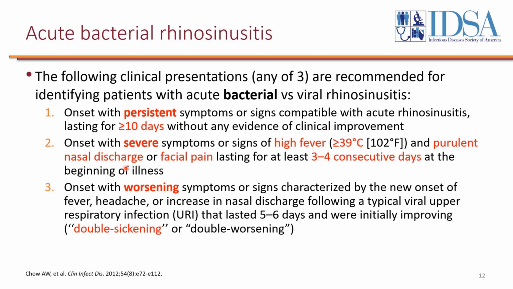Now, before the 10 days, if the patient has severe symptoms or signs of high fever, so 39 degrees centigrade or higher, and purulent nasal discharge or facial pain lasting for at least 3 to 4 consecutive days, that's suggestive of bacterial infection. As well as if the patient has the double sickening. So if the patient was initially improving and then followed by worsening, that's referred to as double sickening or double worsening, and basically the first part of it was due to viruses and the second part is due to bacterial growth. So that's also suggestive of bacterial rhinosinusitis.